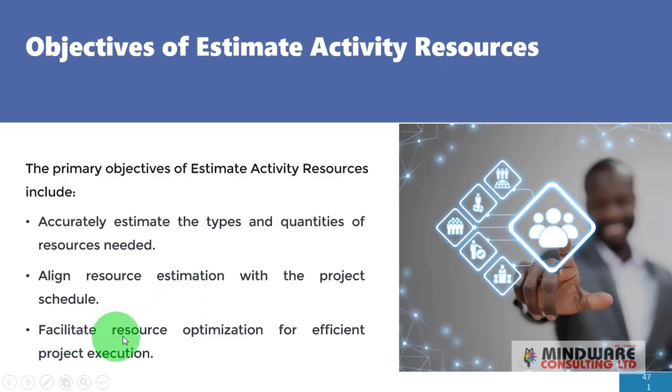Now, also to facilitate resource optimization for efficient project execution. So now you've identified the types of resources, the quantities, the availability. Then you also need to optimize the resources for efficient project execution. So these are the objectives that are very, very important. These are the objectives for the estimate activity resource process. Okay, so moving on.